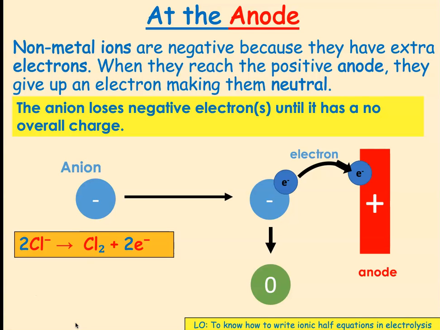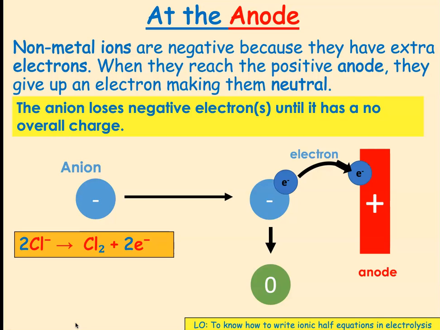Now, we have chloride ions and each one of the chloride ions has 1 electron to give up. But unfortunately, chlorine atoms don't go around in singles, they go around in pairs. So they form a chlorine molecule. In order to form a chlorine molecule, they have to have 2 chlorine atoms. So that means we need 2 chloride ions to make 1 chlorine molecule. So this is the equation.